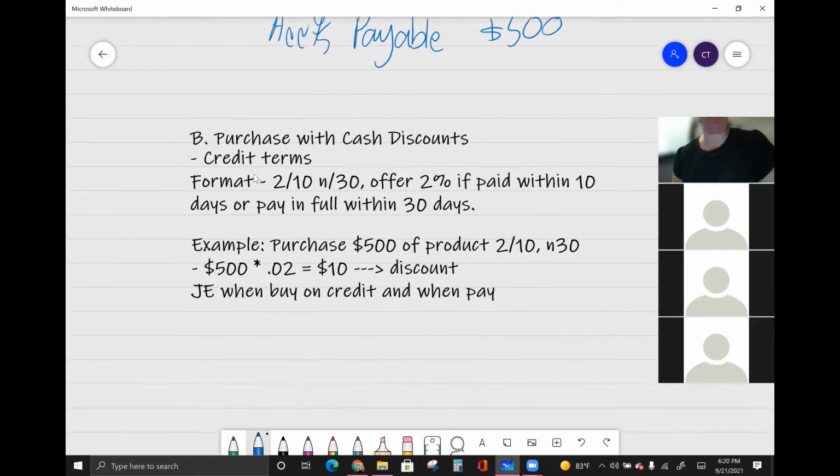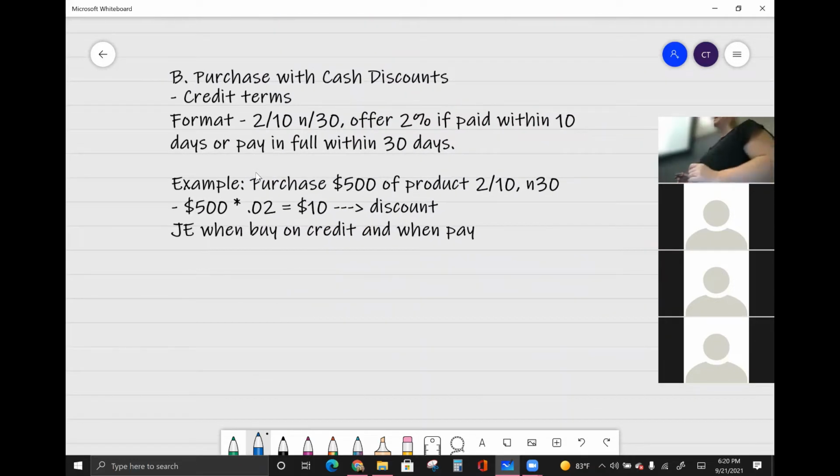Okay, now we have a purchase with a cash discount. So I'm purchasing something from someone that's offering me an opportunity to save a little bit of money and get a discount if I make the payment within a particular period of time. The format for that is 2/10. That means I get 2% if I pay in 10 days. And then N30 means net 30. It's due in 30 days. However, I have this opportunity to get 2% off if I pay it within 10 days.